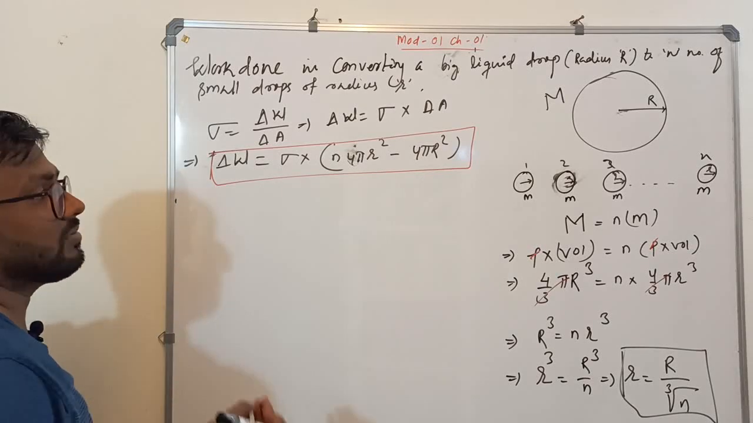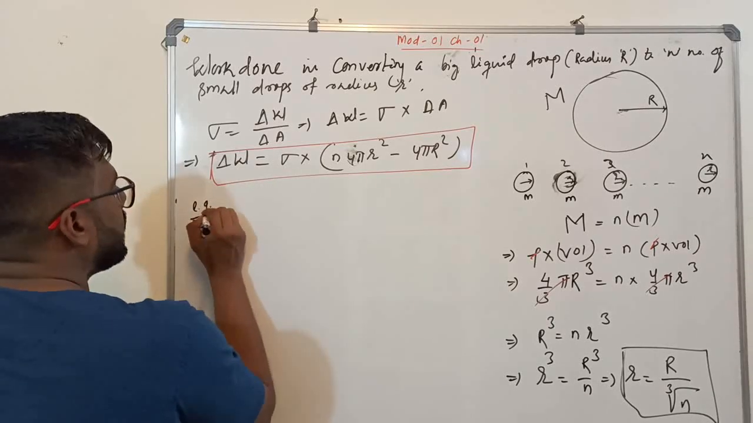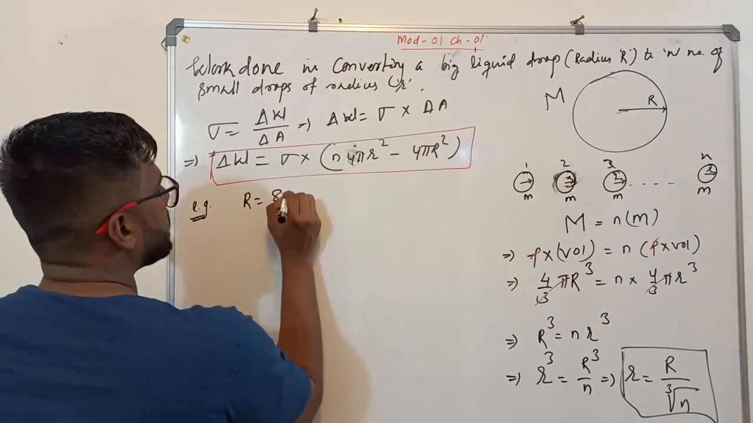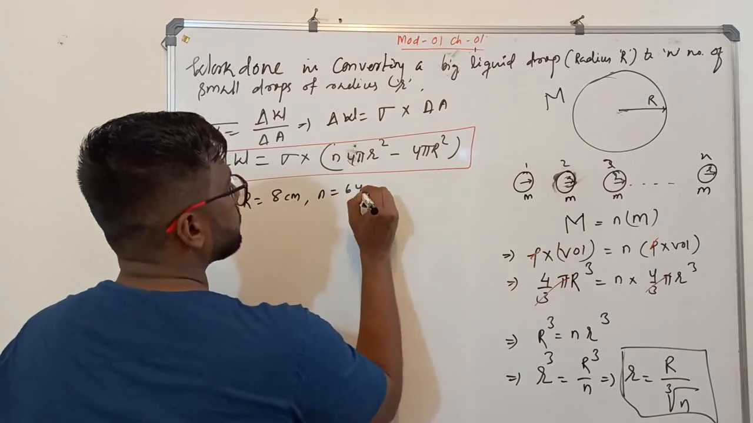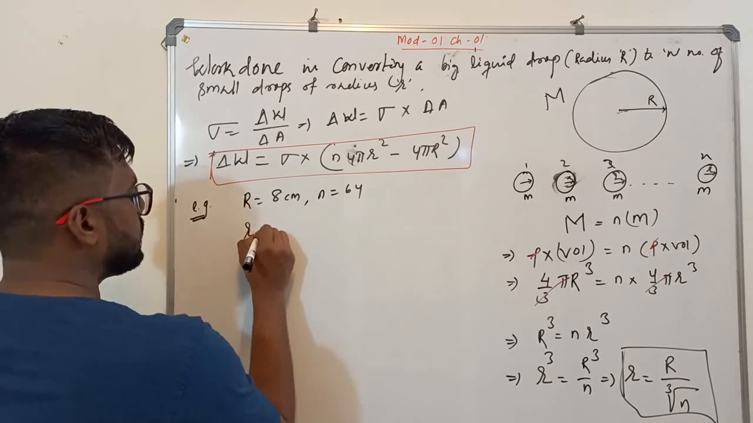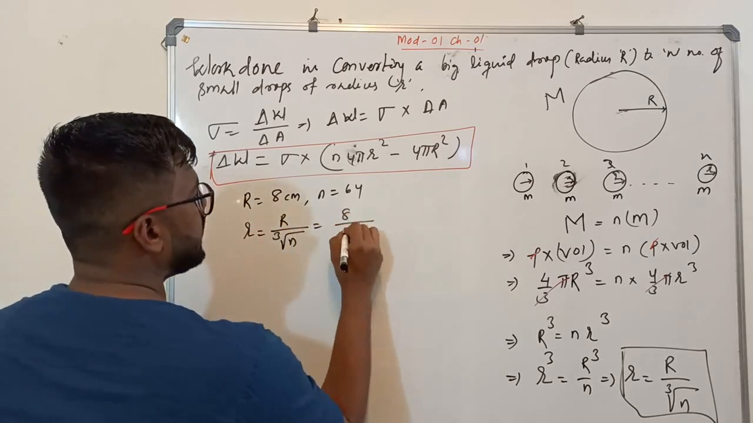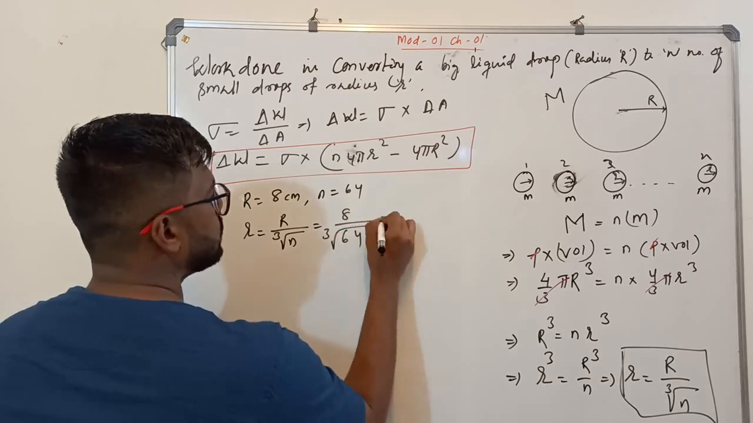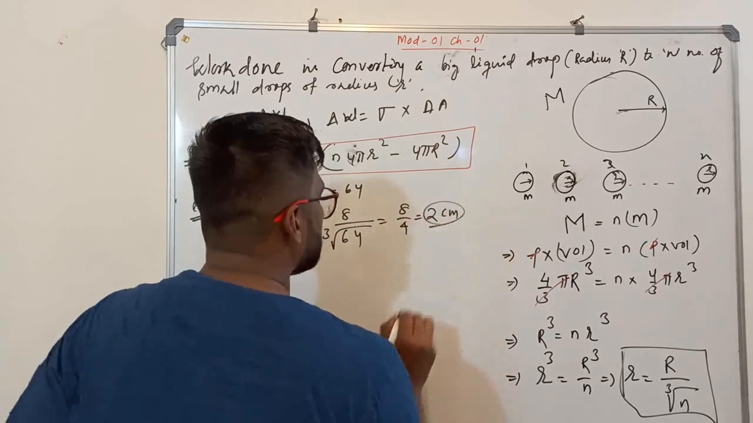But sir, why are we studying this? We will try to understand with the help of an example. Let us take capital R to be 8 centimeter, and n to be 64. 64 numbers we are trying. So what will be your small r? Capital R by cube root of n. Capital R is 8, by cube root of 64, so 8 by 4, that is 2. 2 centimeter is the small r.